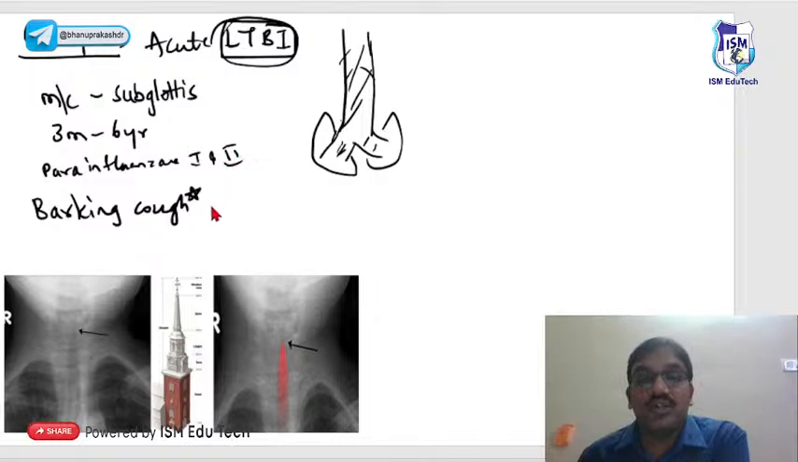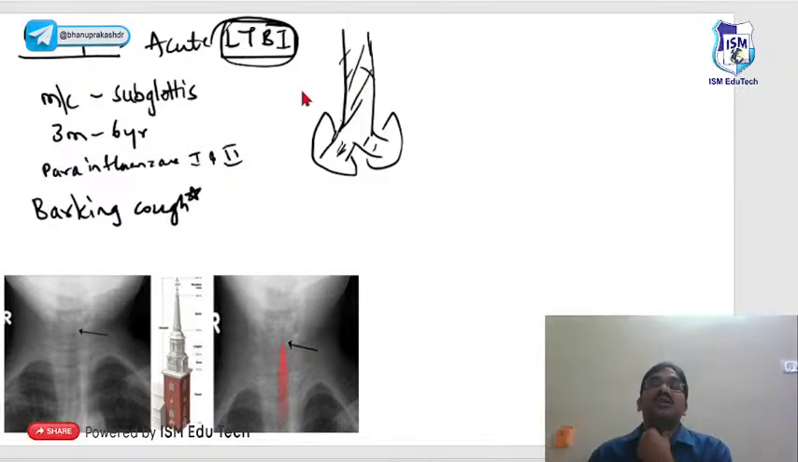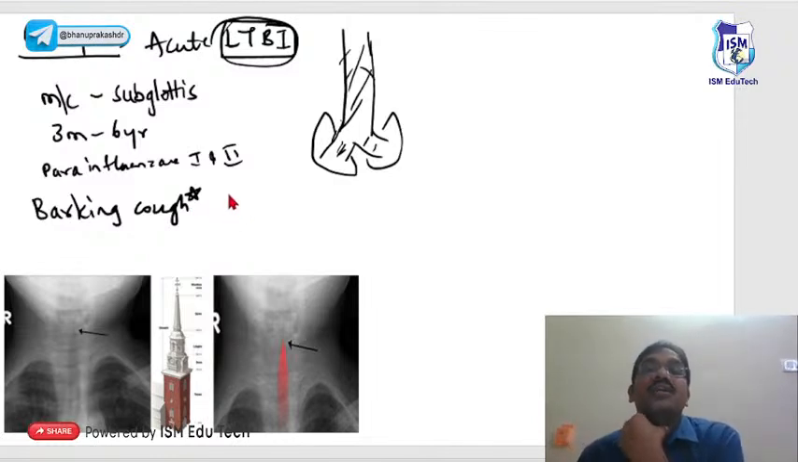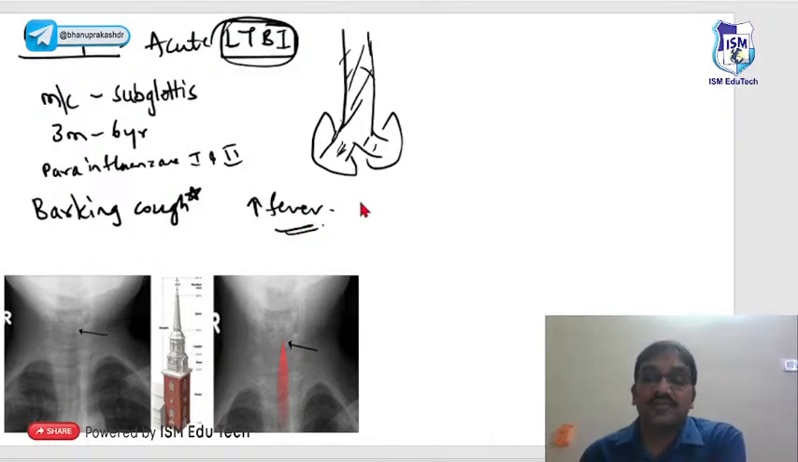We also call it croup because as the larynx and vocal cords are involved, there will be a barking cough. So croupy cough we call it. Hoarseness of voice will also be there along with the cough. The cough will sound different from the patient's original sound. Here you can see raised temperature, that is fever.